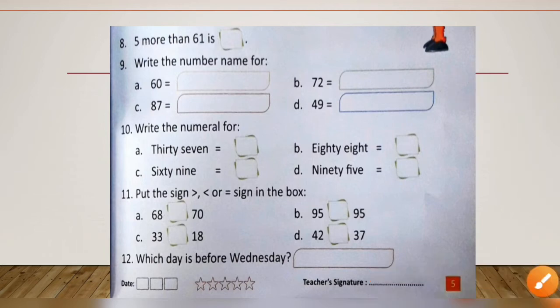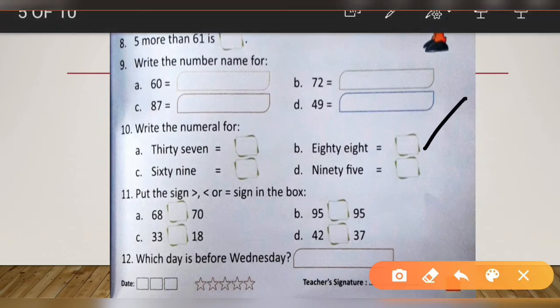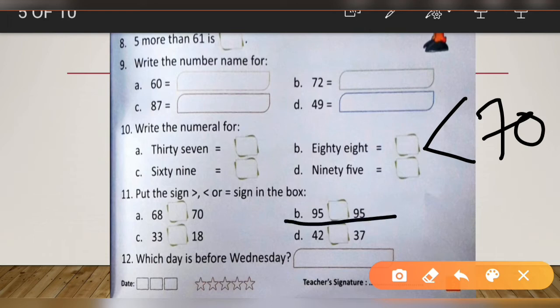You can imagine this is a mouth. Okay, and this mouth always opens to the bigger number. Okay, number B, 95, 95 both are same, so here you have to put this.